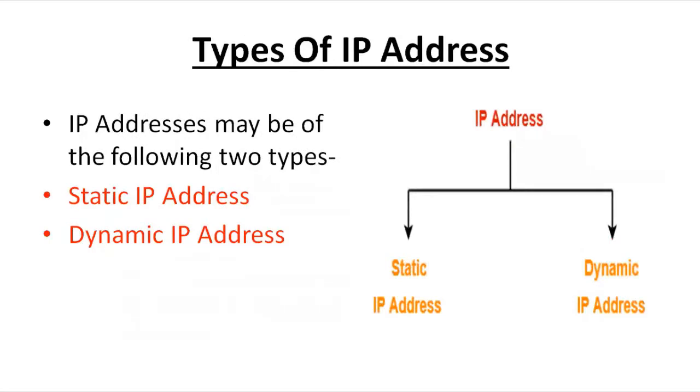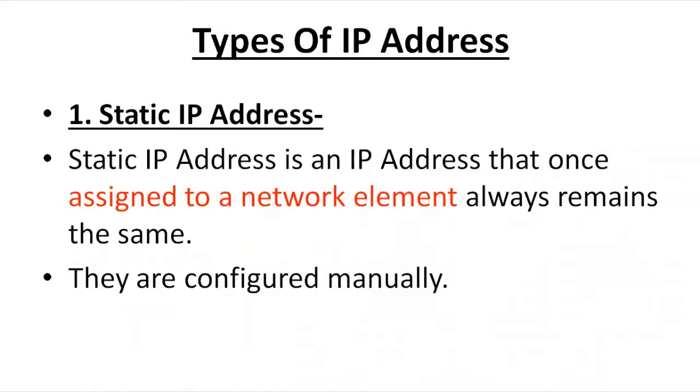Here coming to a very important topic, the types of IP addresses. IP addresses may be of the following types: static IP address and dynamic IP address. What is a static IP address? A static IP address is an IP address that, once assigned to a network element, always remains the same. If you assign a static address for the network, it cannot be changed. Most probably for identifying servers you use static addresses. You will configure this manually.